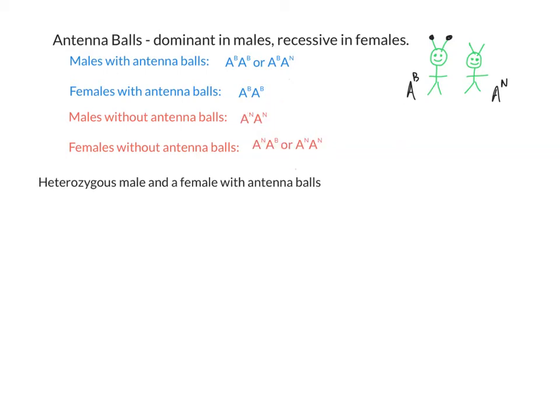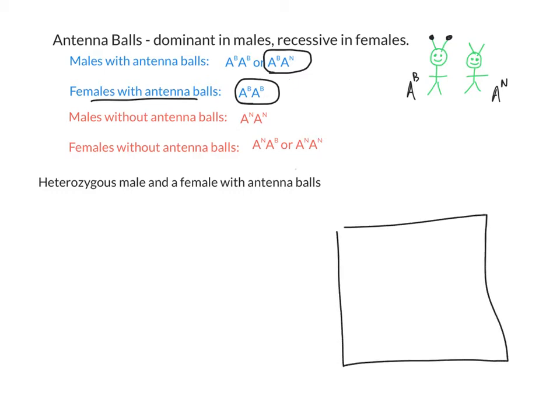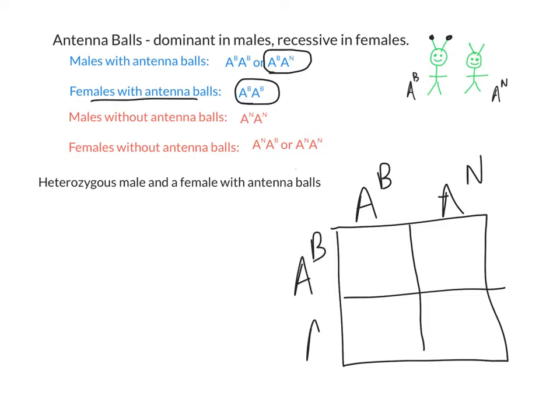So let's look at our alien parents. If we have an alien male who is heterozygous, that means that he's going to have this genotype. And if we have a female with an antenna ball, her only possibility is this one. So we can make a Punnett square. And we can put one parent above and the other parent on the side, and then fill in the boxes.